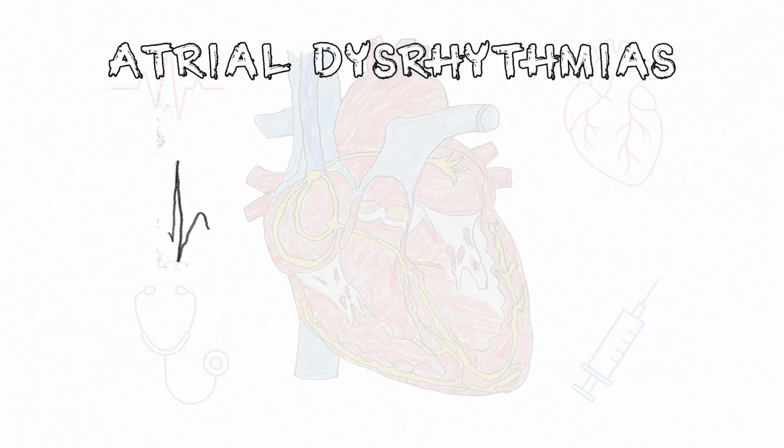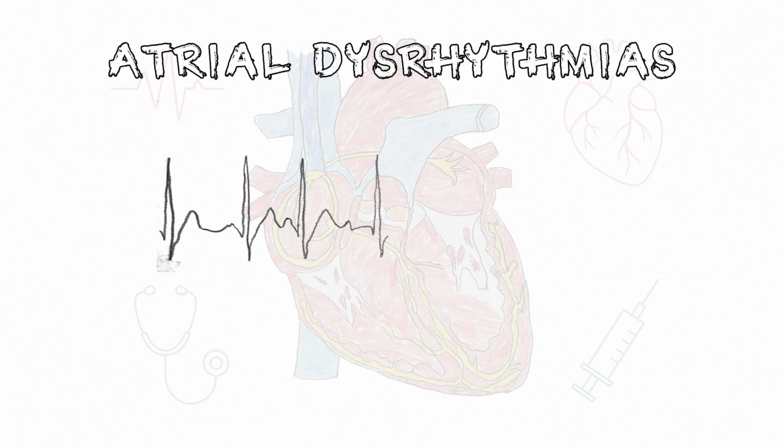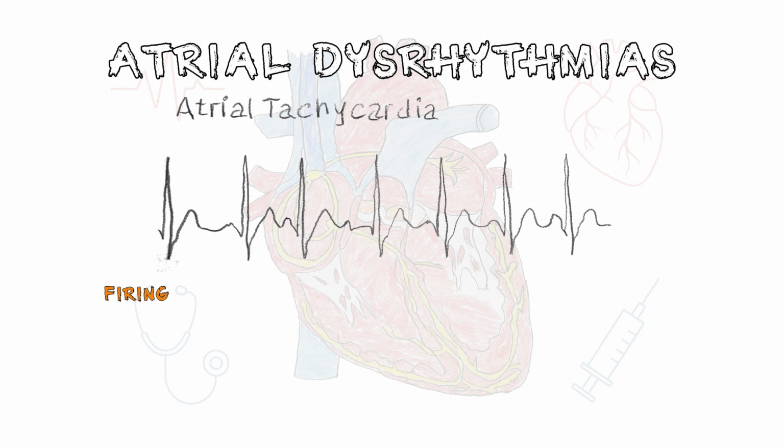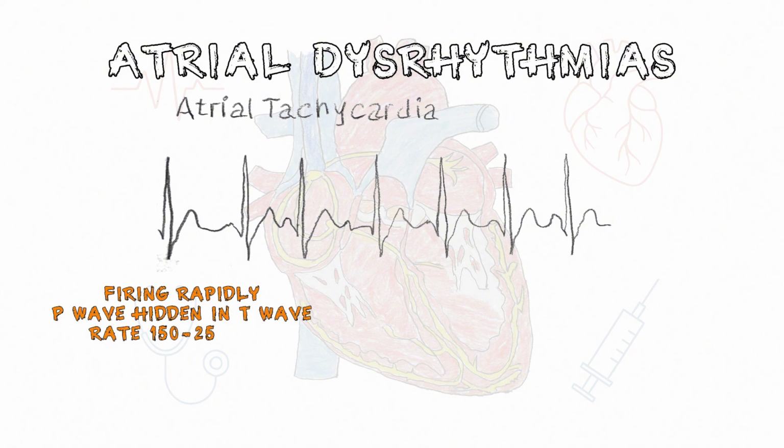Now is more dangerous atrial tachycardia. This rhythm comes from a single atrial focus firing rapidly. The P wave is often hidden in the T wave, and the heart rate ranges from 150 to 250 beats per minute. The PRI becomes indeterminate, but the QRS remains narrow.